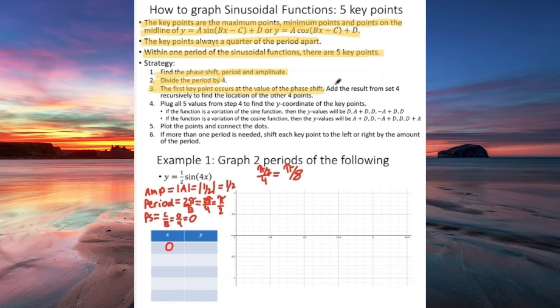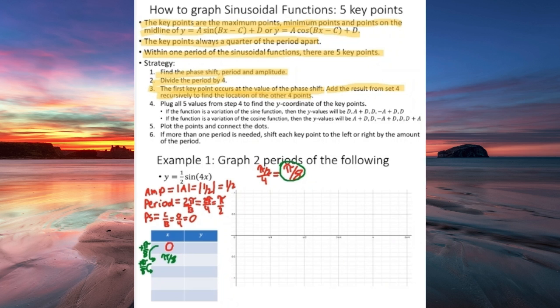And it does help to make a table to organize the key points. To find my next key point, I'm going to add the result from the previous step recursively to find the location of the other points. So from step 2, we got that our key points are pi over 8 units apart. So to get my next key point, we're going to add pi over 8. So my next key point occurs at pi over 8. And I'm going to keep adding pi over 8 until I have 5 x values.